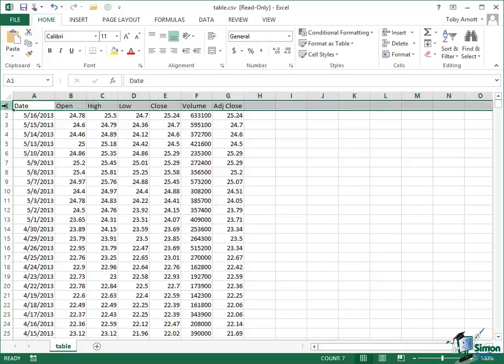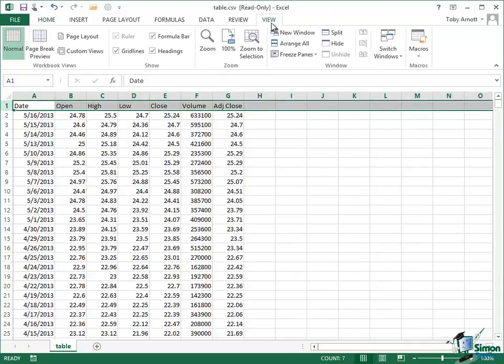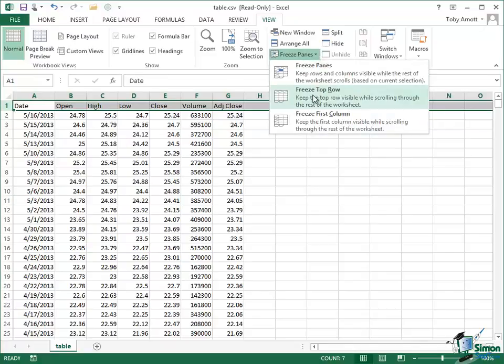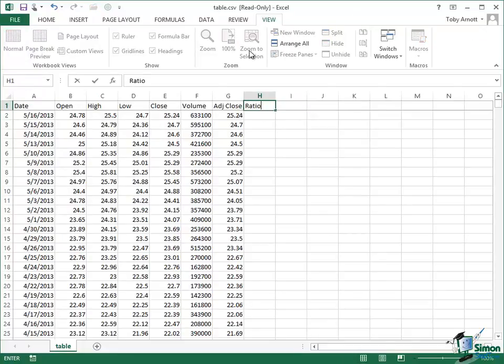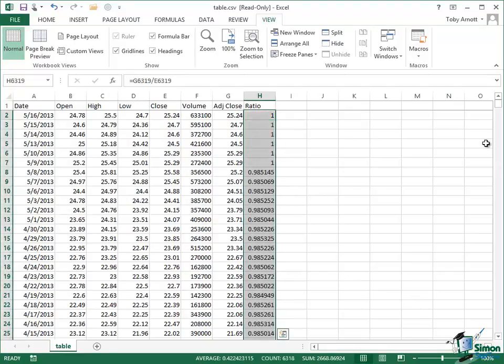What I'm going to do is freeze the top pane there, and then introduce a column here. I'm going to call this ratio, and it's going to be the ratio of, it equals the adjusted close, which in this case is G2, divided by the close, which is E2, and that gives me a ratio which is 1 there. Then I'm going to fill it down, and I've got that ratio right down to the end of my data.